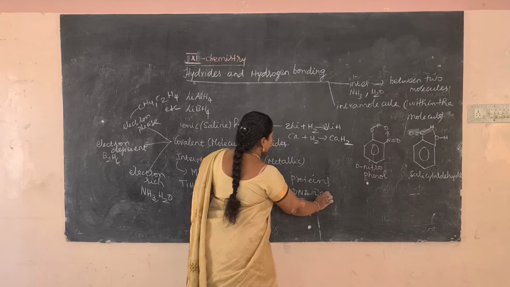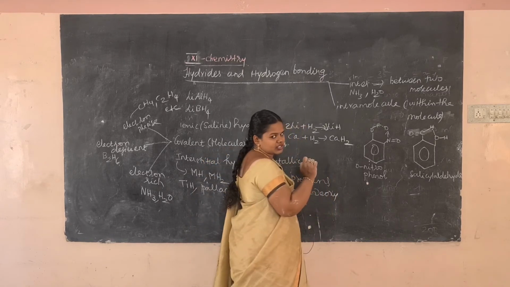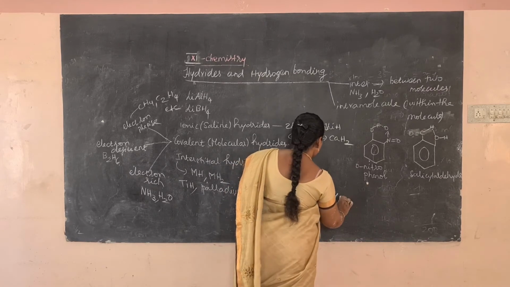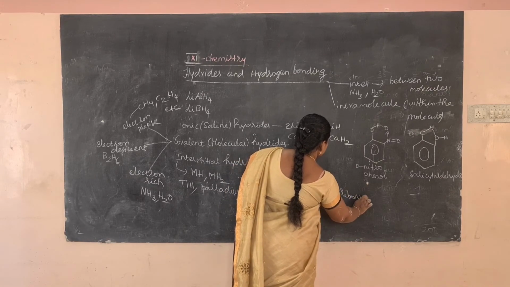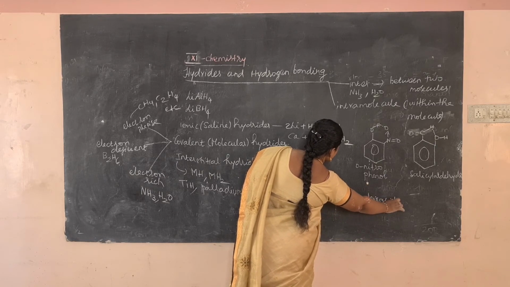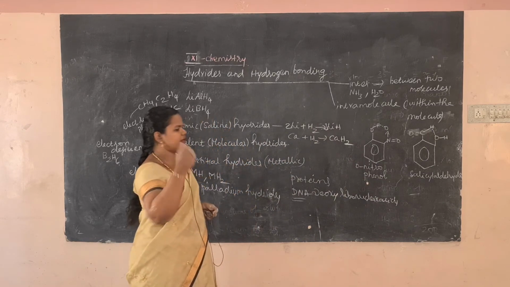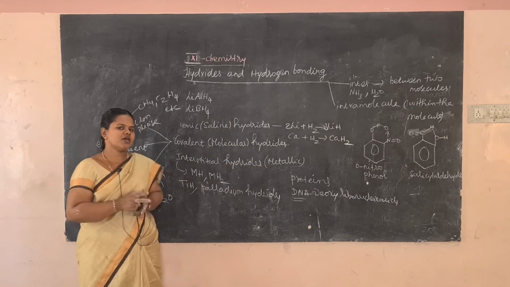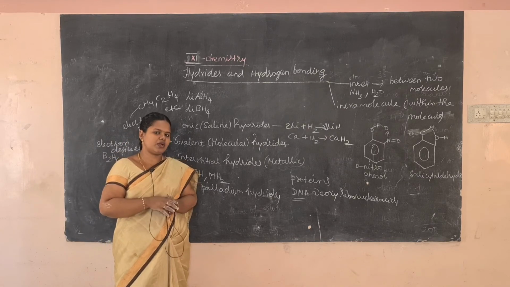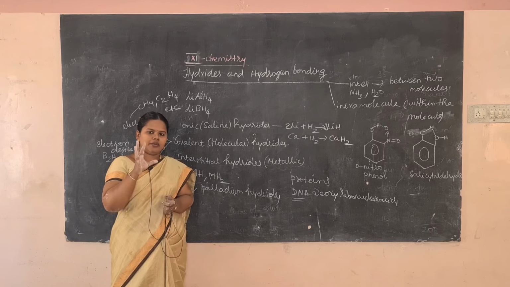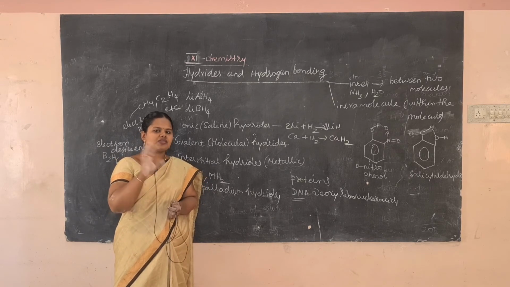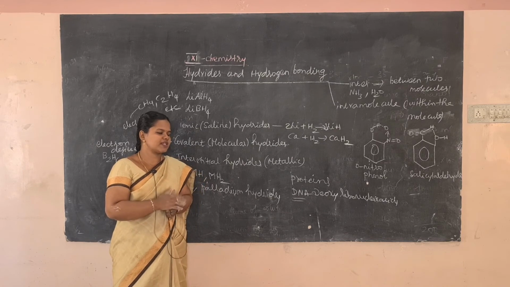In deoxyribonucleic acid, the two strands are connected by hydrogen bonds. And the hydrogen bond present in water forms a three-dimensional network. For example, in ice it forms a three-dimensional network. Each water molecule bonds with four other molecules and forms a three-dimensional arrangement through hydrogen bonds.